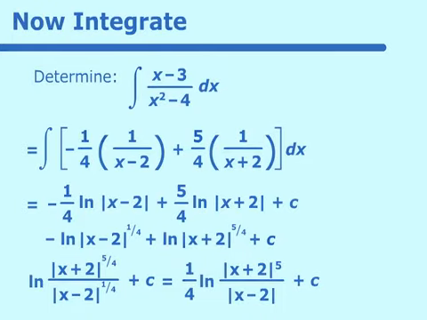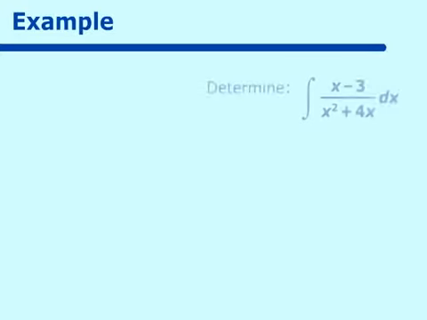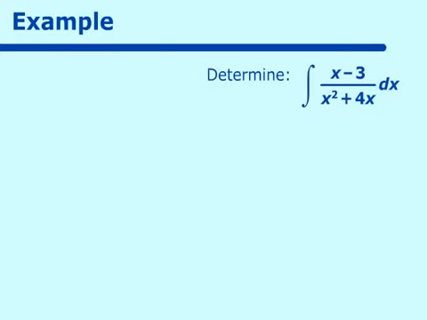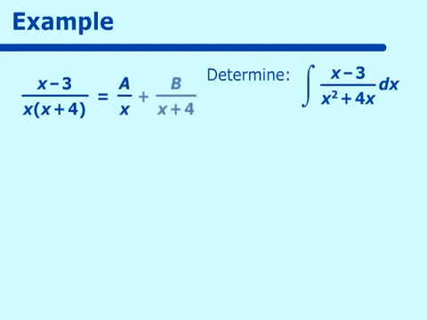Well, let's try another example using partial fractions. Let's integrate x minus 3 over x squared plus 4x. Let's break this up into partial fractions. Well, first of all, we need to factor our denominator, so that's x times x plus 4, and then set that up into a over x plus b over x plus 4.